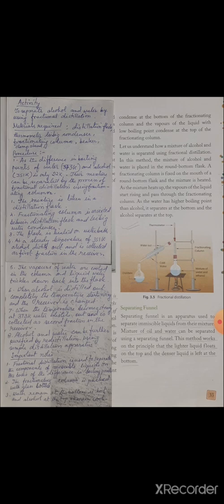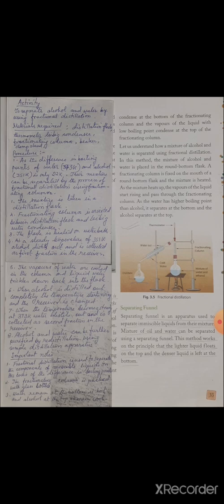The mixture is taken in a distillation flask. You can see the figure where the distillation flask is clamped on the clamp stand, and we are using the fractionating column, which is inserted between the distillation flask and the Liebig condenser, which is also used to condense the water. Now the flask is heated on a water bath at a steady temperature of 351 Kelvin.